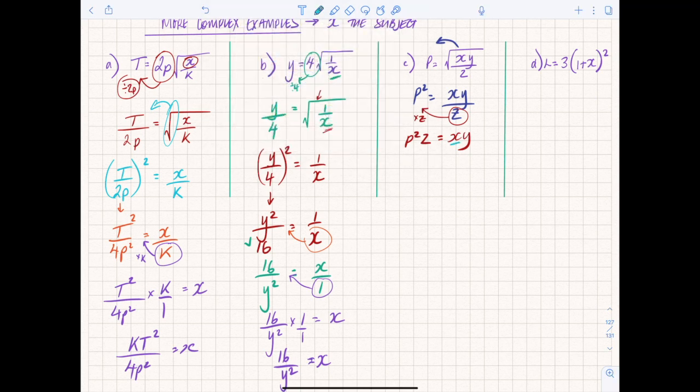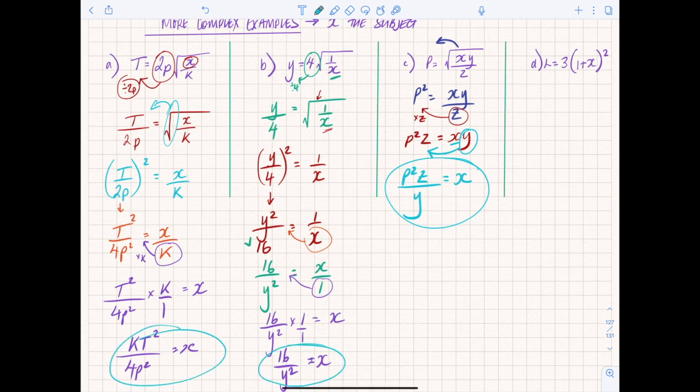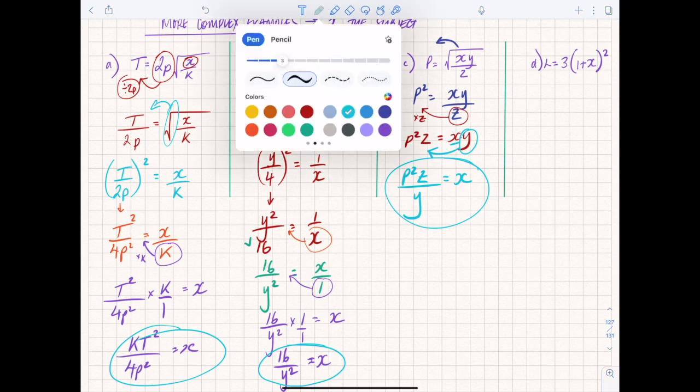And then to get rid of the y here, that goes over, and it becomes p squared z over y is equal to x. And that would be my final answer. So I'm just circling there all the final answers for you so you can see them all. And the final one, let's go through it again.